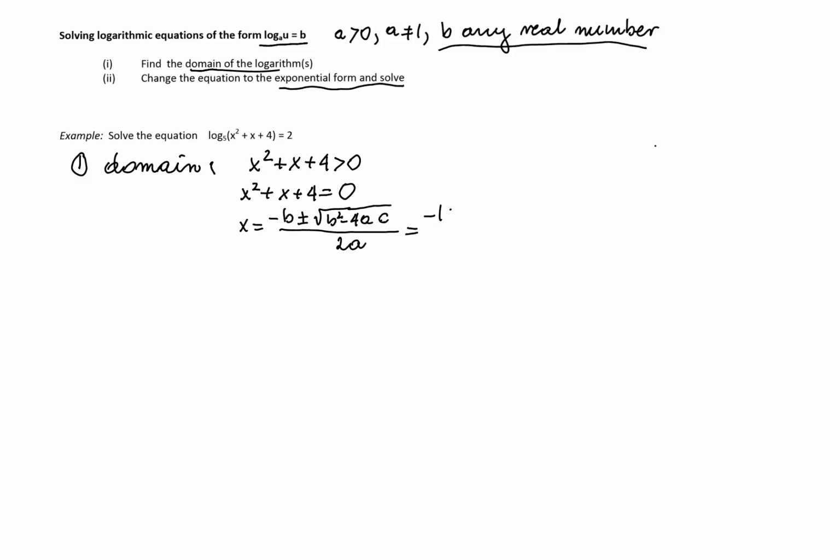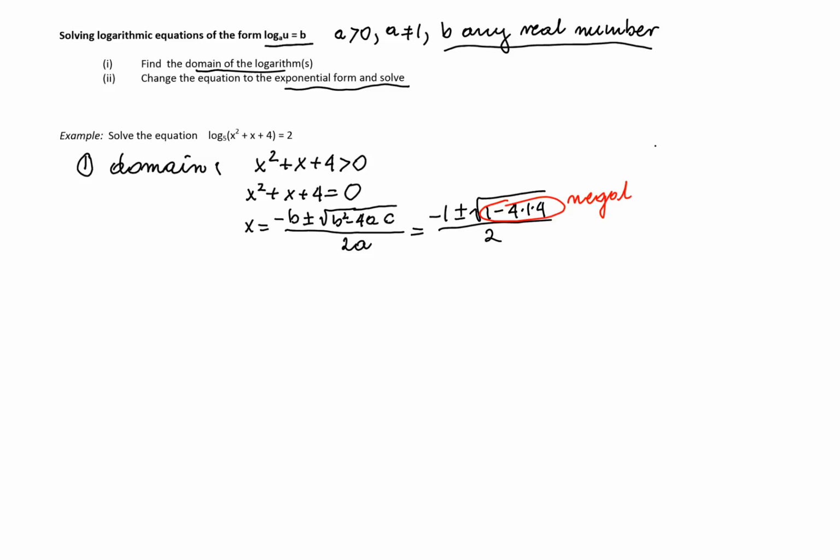And if we plug in values for a, b, and c, we'll get negative 1 plus or minus square root of 1 minus 4 times 1 times 4, over 2. We can quickly see that the expression within the radical is negative, and therefore there is no solution to this equation.